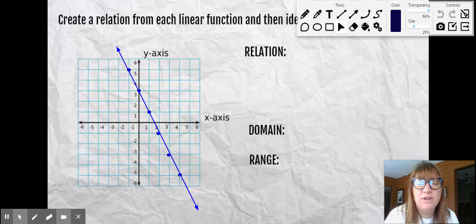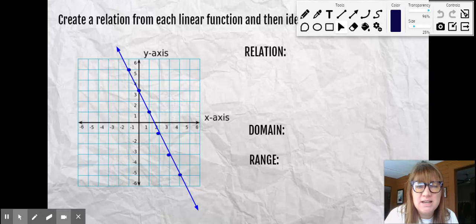So I wanted to go over how we take a graph that's given on the left side of our slide and build a relation in proper format. And from that relation, and we'll go over the definition in a second, how do we pull apart the two sets and list the domain and range values in proper format?